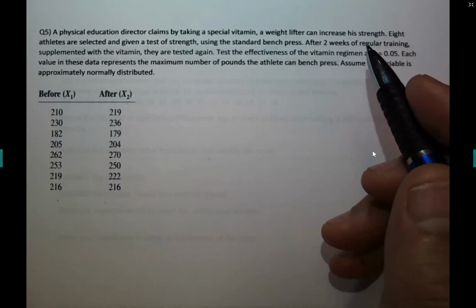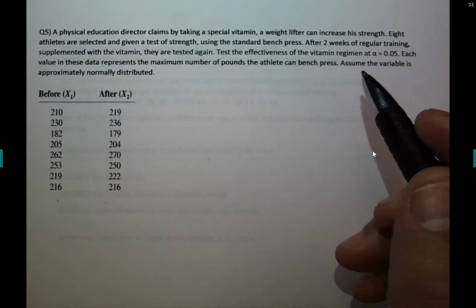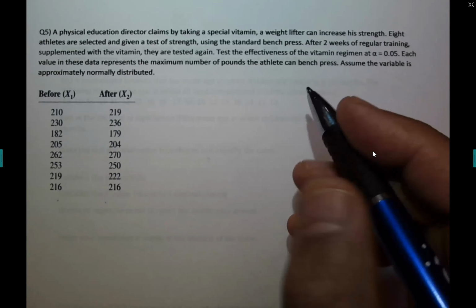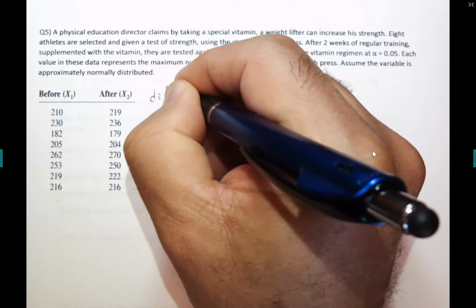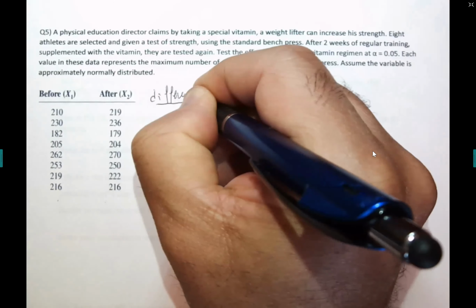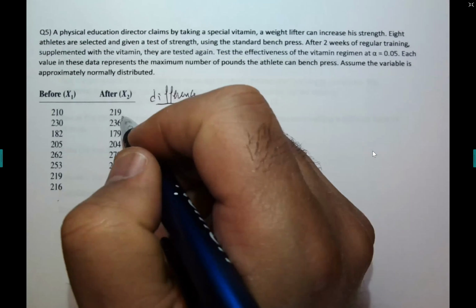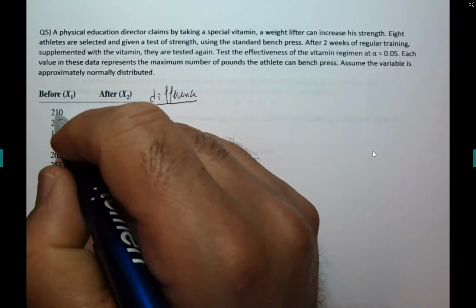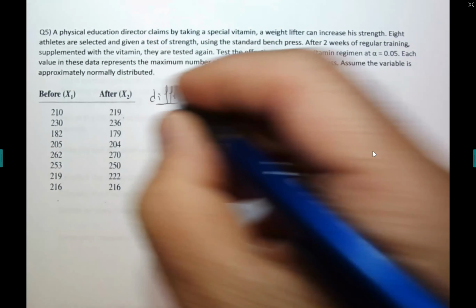Each value in this data represents the maximum number of pounds the athletes can bench press. Assume the variable is approximately normally distributed. So the first thing, guys, you have to do the difference. Do you agree that these are dependent, because it's the same athlete before and after they take the vitamin? This is before they take the vitamin and this is after. Let's see what's the difference.